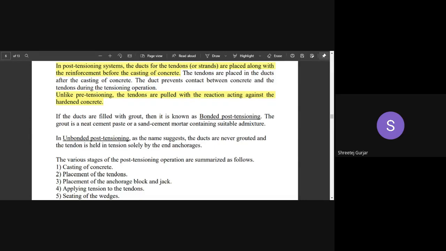Coming to the second type, unbonded post tensioning. We have learned what is bonded post tensioning, now we will look into unbonded post tensioning. As the name suggests, the ducts are never grouted, and the tendon is held in tension solely by the end anchorages. Since there is no bond and no contact between your concrete and your steel, the tendons are held in tension solely or mainly by the end anchorages.